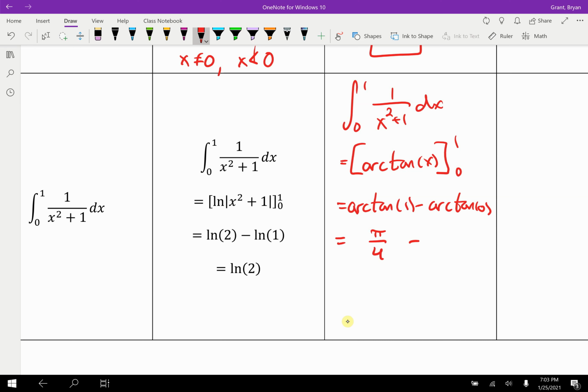Right? Next one, inverse tangent to get 0. Well, let's see, tangent of what is 0? Well, sine divided by cosine has to be 0. Sine is the numerator, so sine has to be 0. When is sine 0? Sine is 0 at 0. And so we end up with pi over 4.